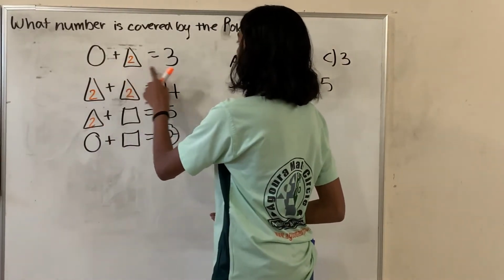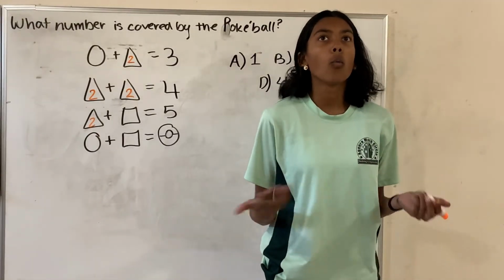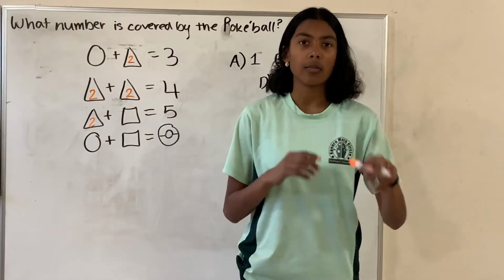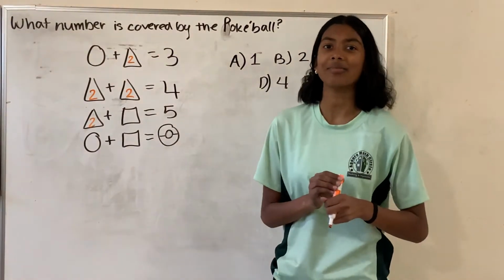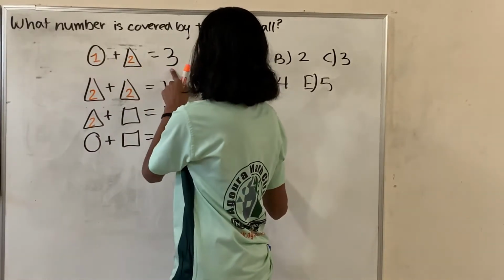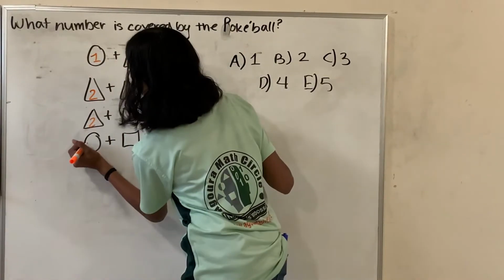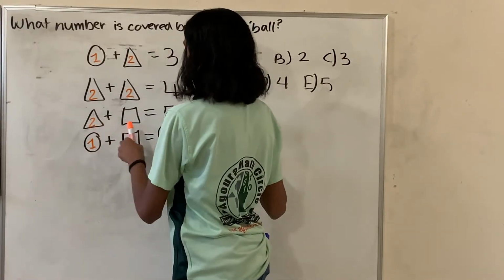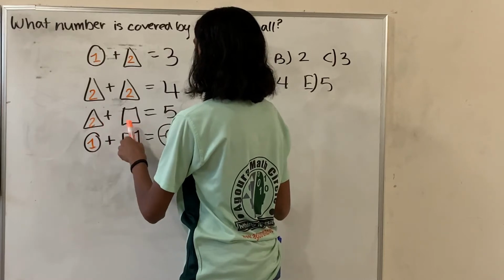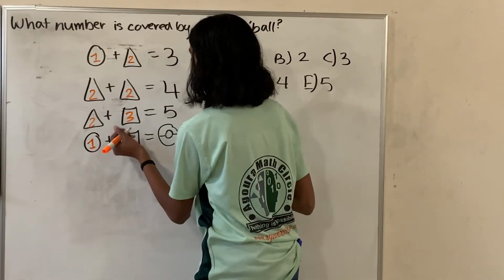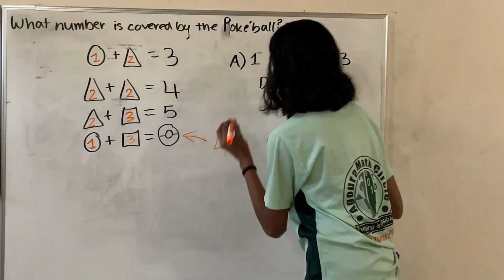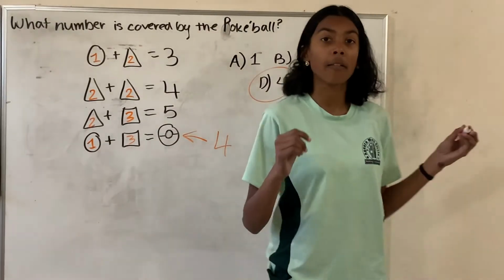So circle plus 2 is equal to 3. So what plus 2 equals 3? Okay, I'll give you a second. If you said 1, you're right. 1 plus 2 is equal to 3. So we can put that 1 here. And then 2 plus square equals 5. 2 plus something equals 5. 2 plus 3 equals 5. So 1 plus 3 equals 4. So our answer is D, 4.